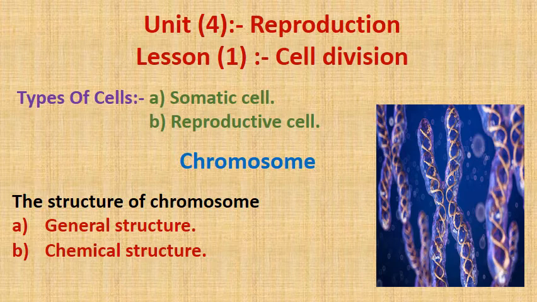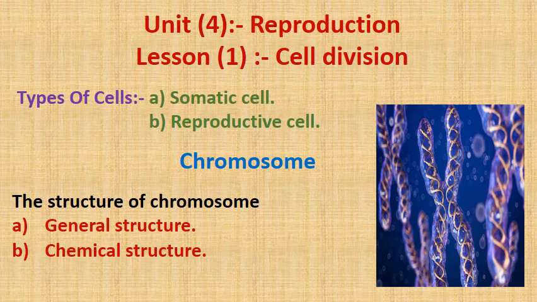Number 2, reproductive cell. Examples of reproductive cells are the cells of the reproductive organs in male and female, testes in male and ovary in female. This is the reproductive cell. And the reproductive cell in the plant, such as the cell of sperm or the cell of ovary. Okay, so we knew that there are two types of cells, which are somatic cell and reproductive cell.